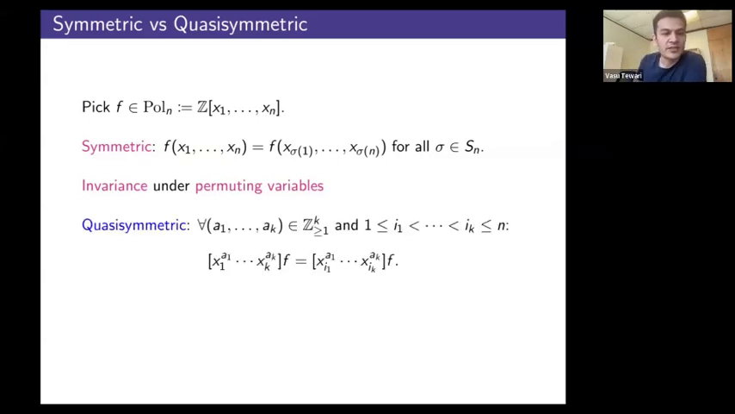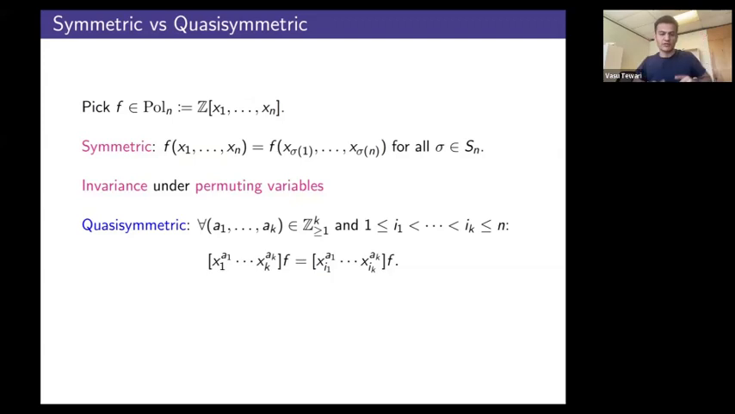This quasi-symmetric definition is way more verbose than the one that I just presented. So let me read it out loud and then extract what I consider to be the essence of this definition. You start with any list of positive integers. I look for the coefficient of the monomial x1 to the a1 through xk to the ak. And the same coefficient should appear with any monomial of the form x sub i1 to the a1 through x sub ik to the ak, where the ij's are strictly increasing.